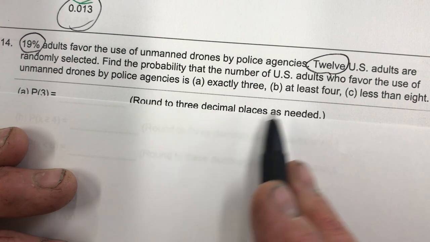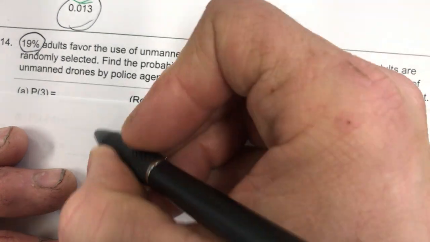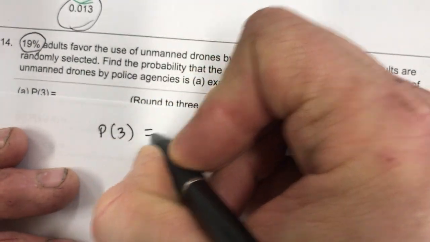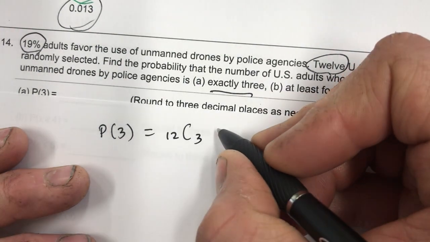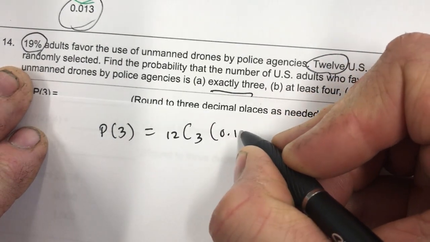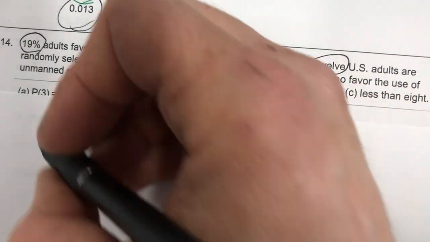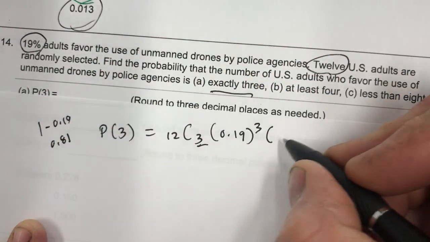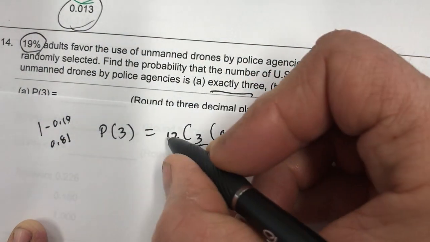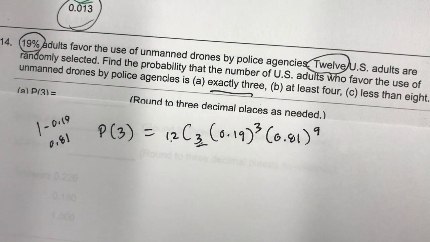Find the probability that the number of U.S. adults who favor the use of unmanned drones by police agencies is exactly 3. So we want to find the probability of 3 here, which means we've got 12 adults, and we're going to select 3 of those. My probability is 0.19, and that's going to be the 3 power. And then I do 1 minus that. 1 minus 0.19 is 0.81. That's going to be 12 minus 3, which is 9 power. So there's how I type it in, okay?